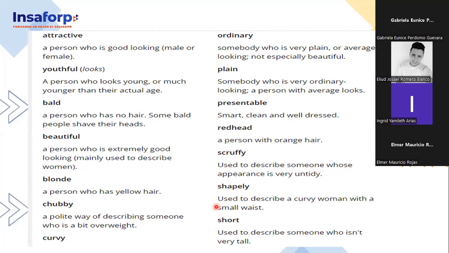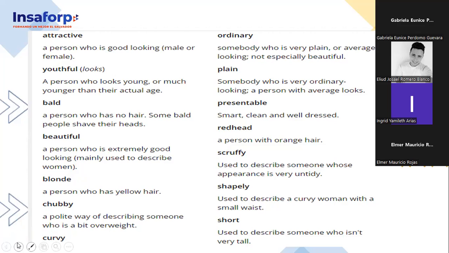Short. Used to describe someone who isn't very tall. Can you say that again? Okay, it's not chore, because if you say chore, that's a different thing. So it's short with a sh like that. Short. Okay, short. So that's pretty obvious. Every one of us knows what short is, so we're not going to focus on that very much. Ya todos sabemos qué significa short.